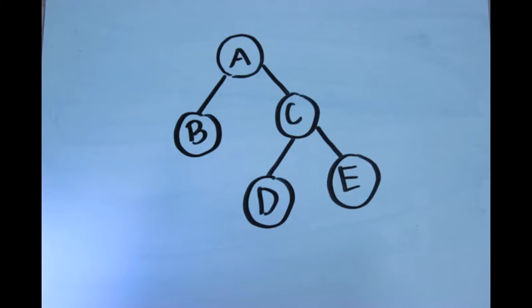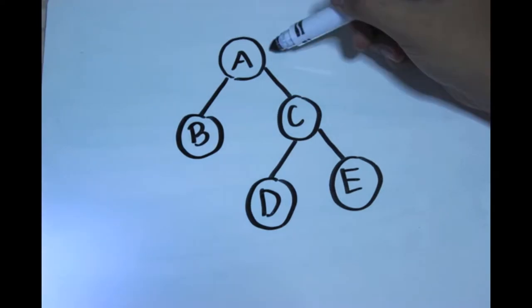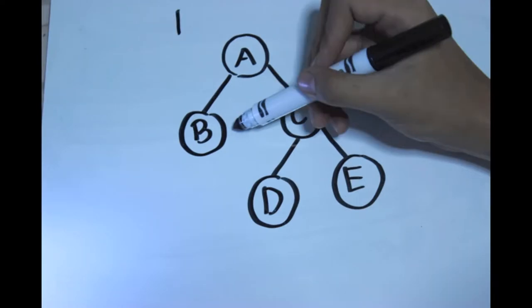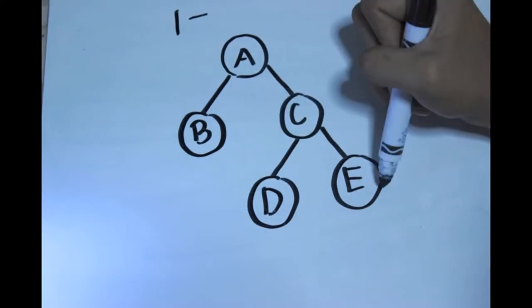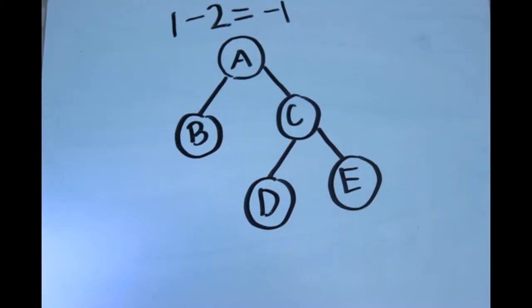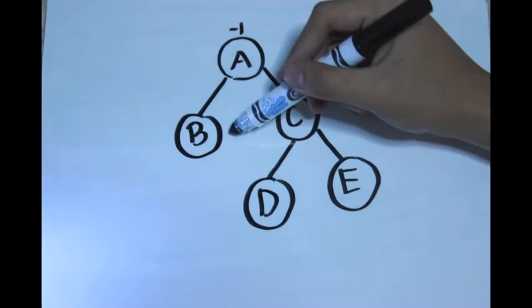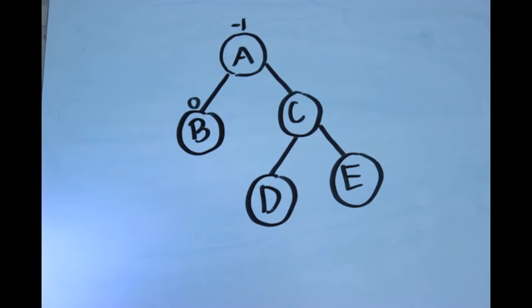Now let's try to get the balance factor of each node in this BST. Let's check the balance factor of A. Since the height of its left subtree is only equal to 1, put down 1. Now let's get the height of the right subtree. Since its height is equal to 2, we subtract 2 from 1 to get -1. Now we label node A with having a balance factor of -1. Now let's check B. Since B has no children, we can say that its balance factor is equal to 0.